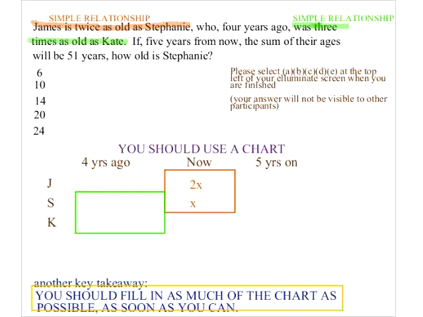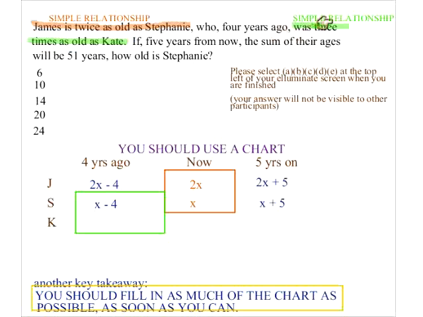Correct. Stephanie would have been X minus 4. And then for very similar reasons, this would be X plus 5. And for very similar reasons, this would be 2X minus 4. And this would be 2X plus 5. Now we have another simple relationship.